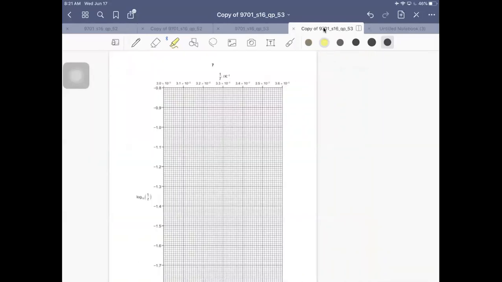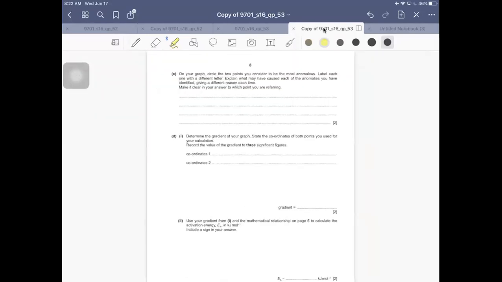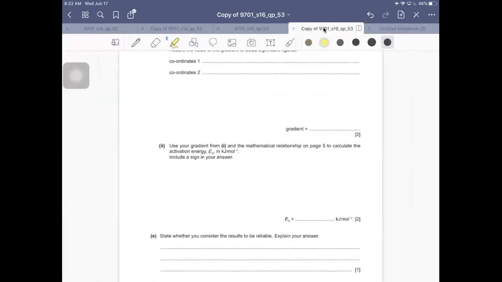So you will say that the results are reliable because most points are close to the line.